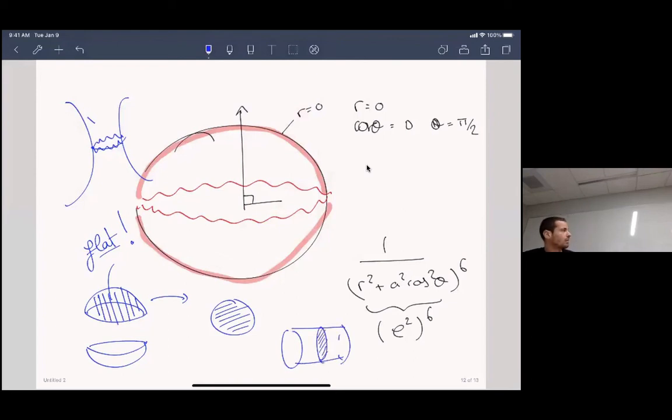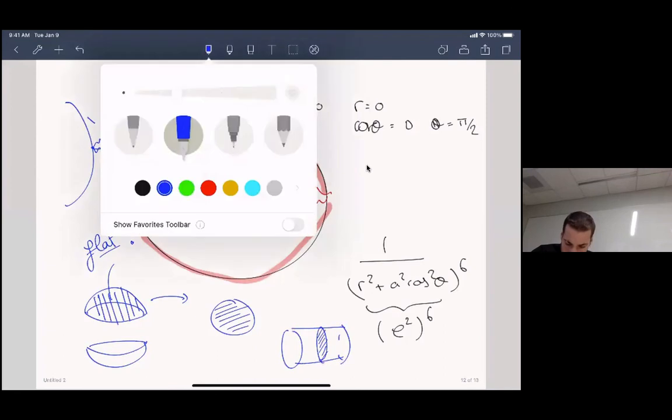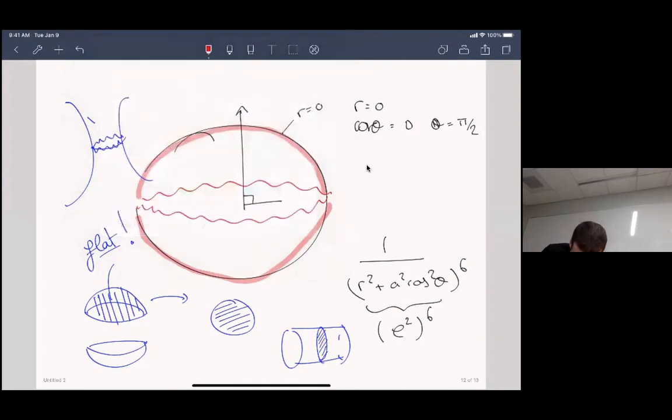And then as you approach the ring, what happens? Well, as you approach the ring, somehow, this ring is the thing that separates these two things. Somehow, as you approach the ring, the curvature blows up.